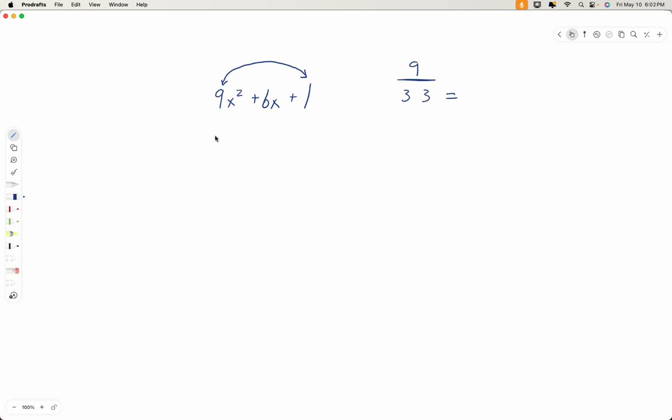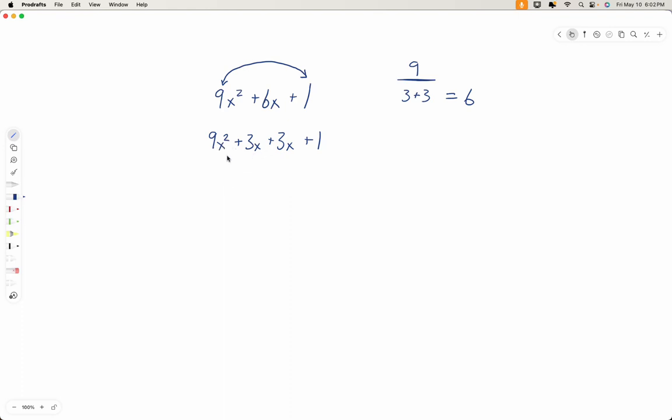So now I can rewrite this. 9x squared plus 3x plus 3x plus 1. All right, because 3 plus 3 is 6. Because these two, when added together, make a 6x. So we haven't changed the value of the expression at all. We've just split it up.